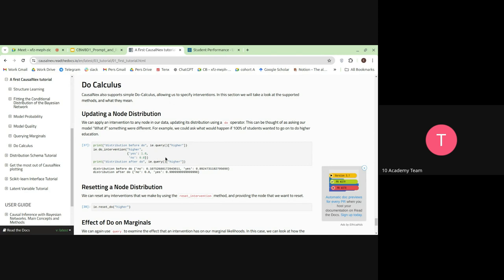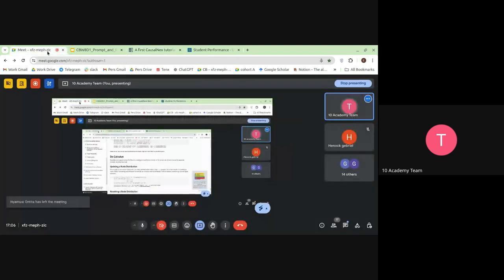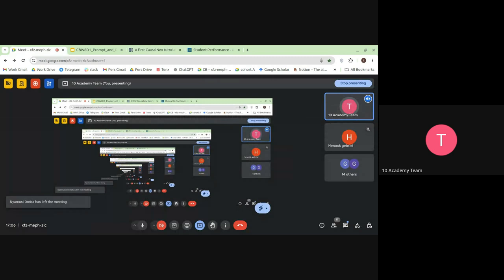There is a functionality in CausalNex that lets you easily do this, and you can see the distribution before and after you do your intervention. So this is the basics of this. This is not everything, but we are over time and we'll have a tutorial tomorrow, so we will continue this tomorrow.